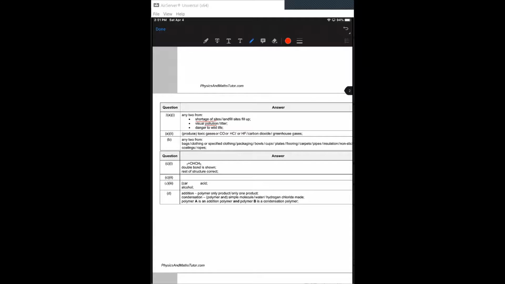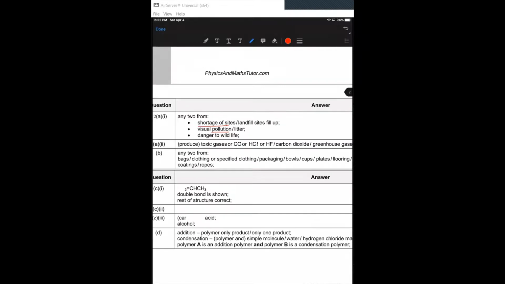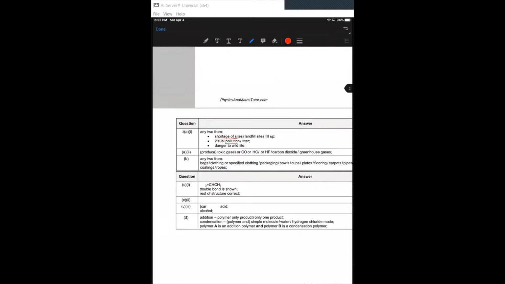Okay. Then the next question is, describe 1 problem caused by burning of synthetic polymers. So they produce toxic gases such as carbon monoxide, HCl or HF, hydrogen fluoride, carbon dioxide, or you can also mention greenhouse gases.